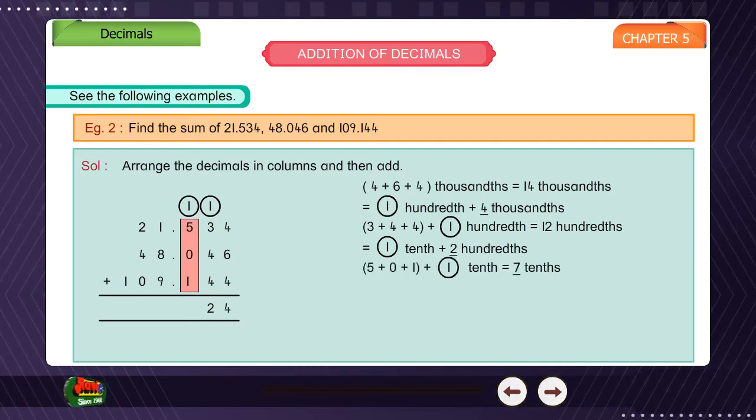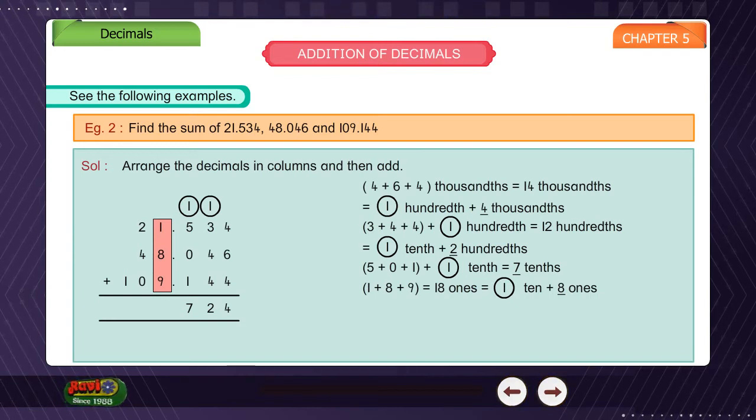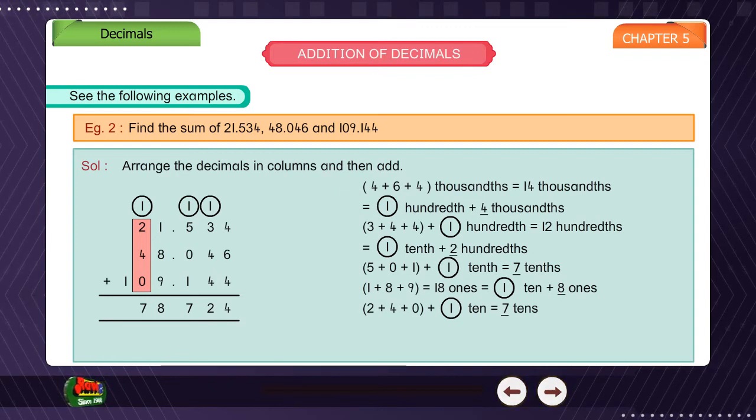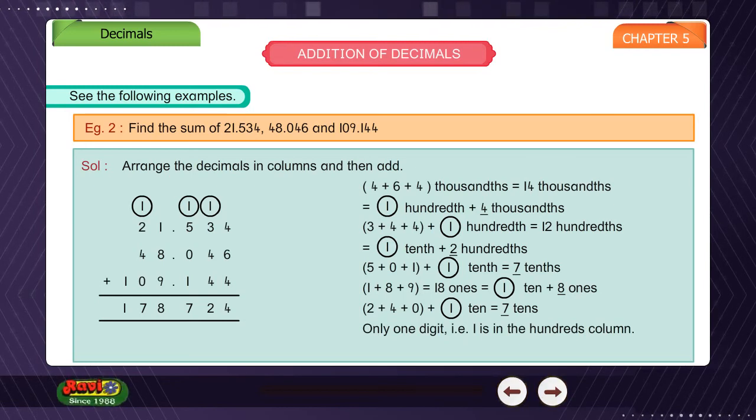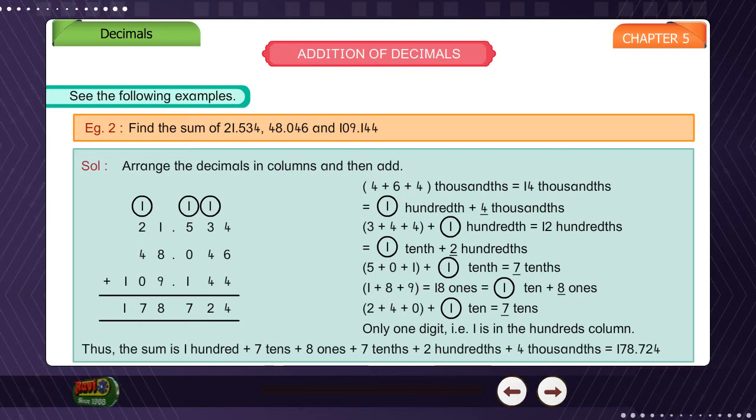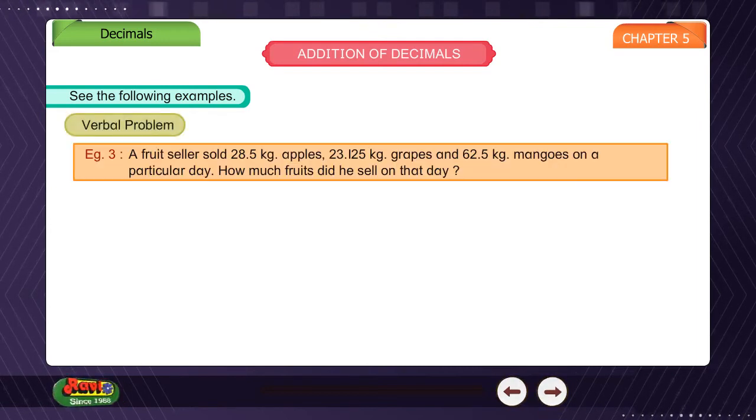5 plus 0 plus 1 plus 1/10 is equal to 7/10. 1 plus 8 plus 9 is equal to 18 ones, which is 1 ten plus 8 ones. 2 plus 4 plus 0 plus 1 ten is equal to 7 tens. Only one digit, that is 1, is in the hundreds column. Thus, the sum is 100 plus 7 tens plus 8 ones plus 7/10 plus 2/100 plus 4/1000, which is 178.724.